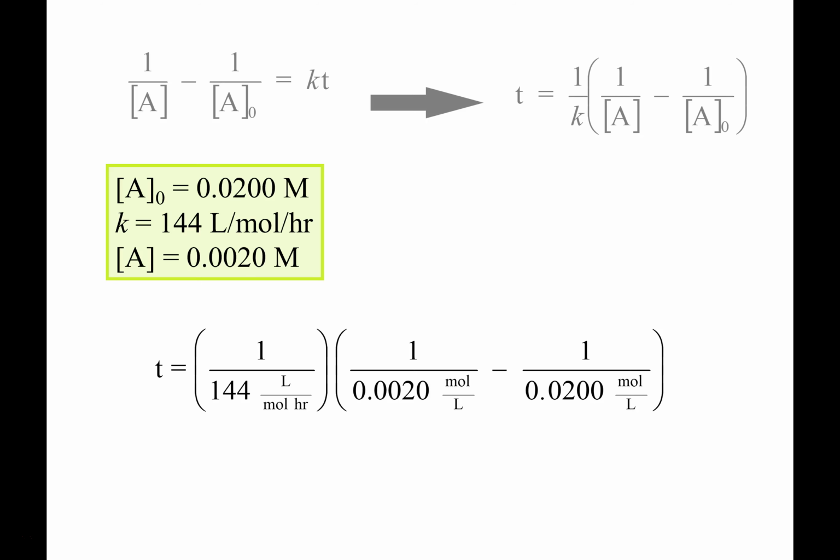And those look like I'm looking at the same number, but they aren't. Inverse of 0.0020 moles per liter minus inverse of 0.0200 moles per liter. And if you're like me, you don't do a lot of these sorts of inverse things. But oftentimes, calculators will have an inverse key, x to the minus 1. You might find that handy.